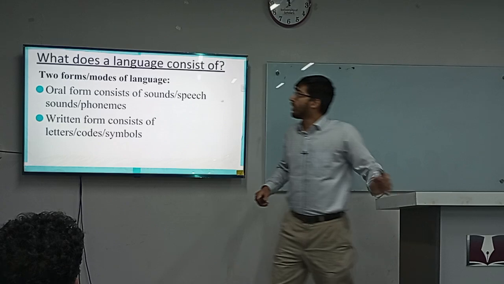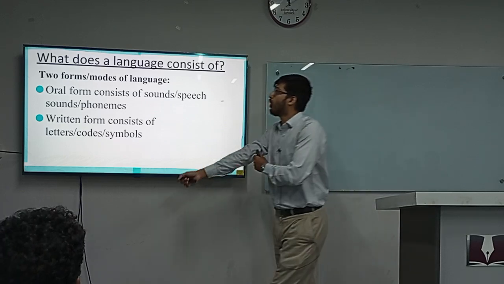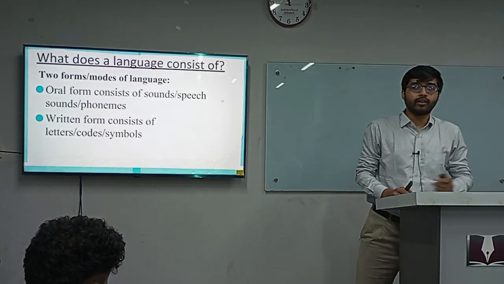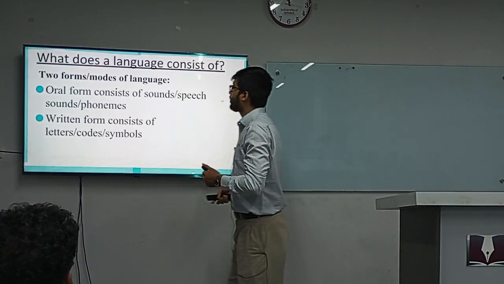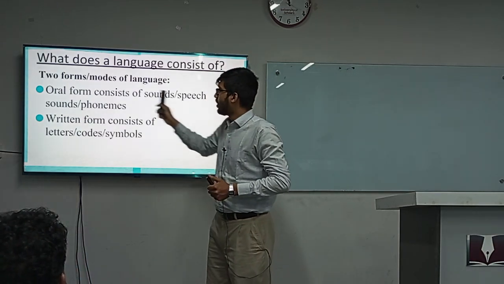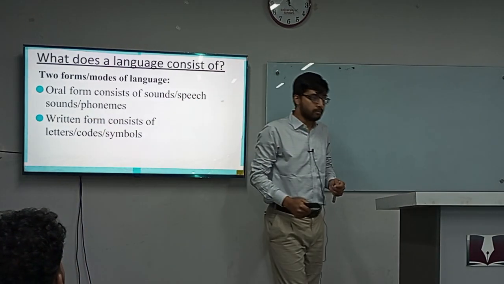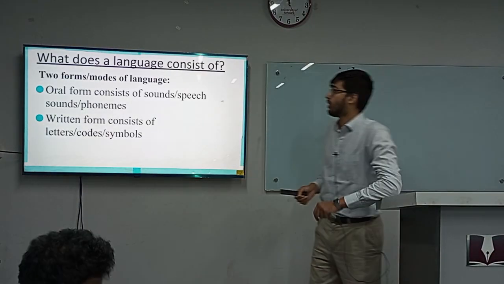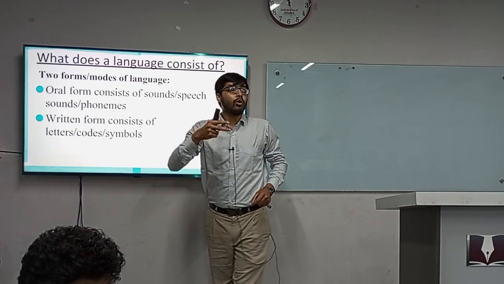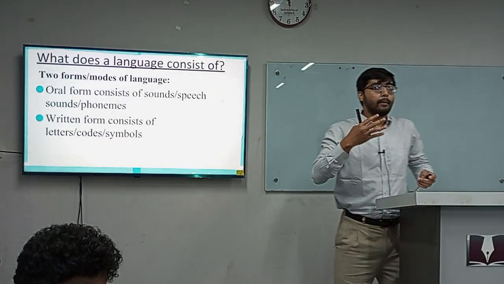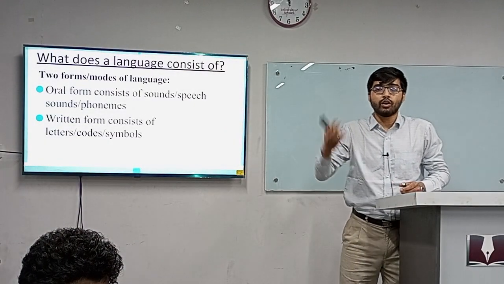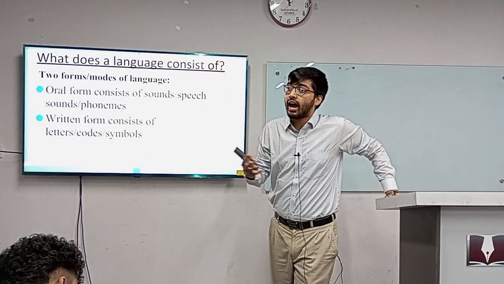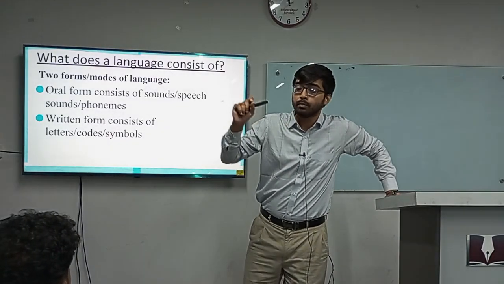Okay, so what does the language consist of? Two forms, modes of language. There are how many forms of languages? Two forms. Okay, great. Number one, the oral form consists of sounds, speech sounds, phonemes. The oral form could be making a sound from our mouth, or the organs from where we can make those particular sounds.